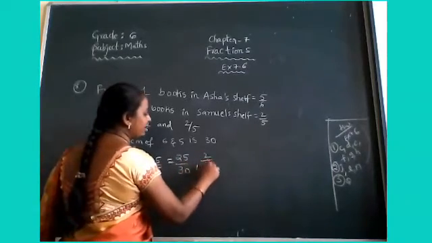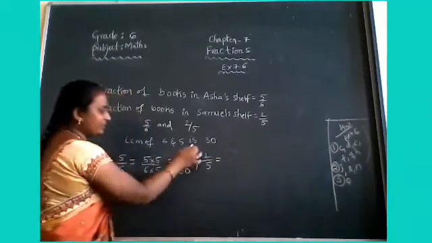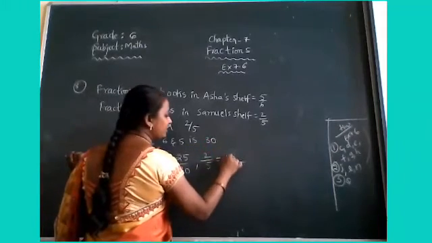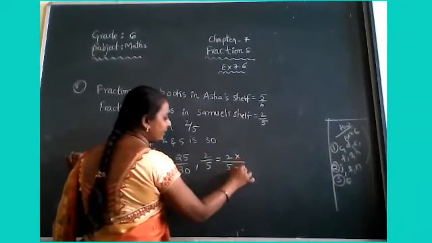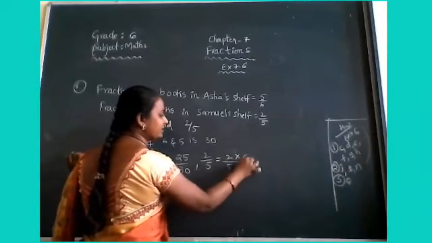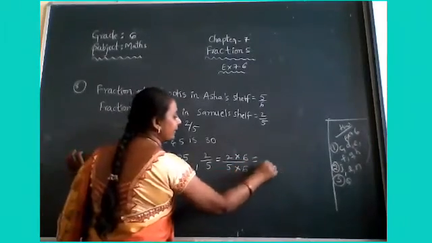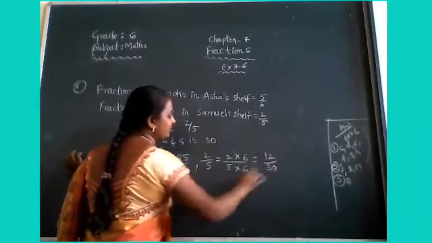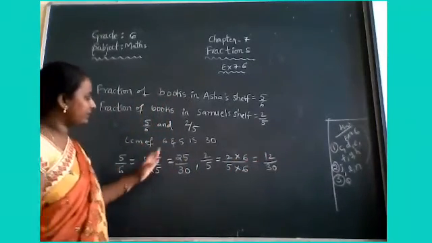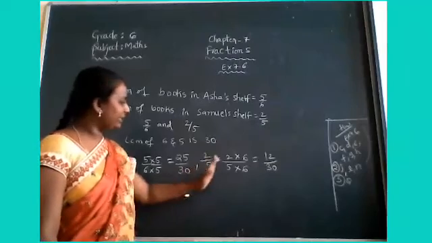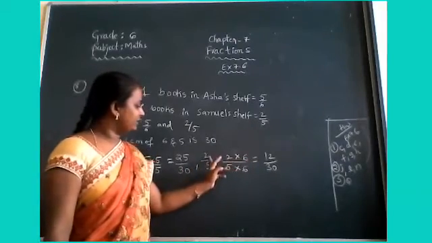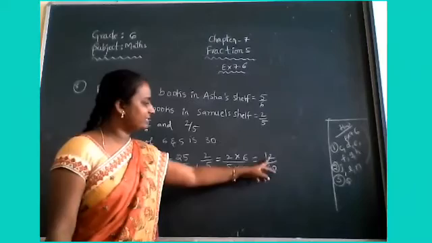Next, 2 by 5. Find the equivalent fraction of 2 by 5 with denominator 30. So multiply the numerator and the denominator by 6. 6 into 5 is 30 and 6 into 2 is 12. So then Asha's shelf is 25 by 30 part full. Here 2 by 5 means 12 by 30.